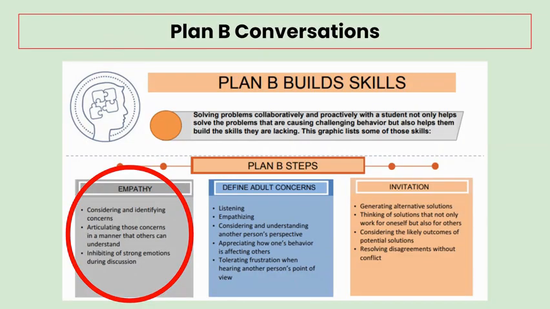There are 3 steps to a Plan B conversation. The first step is the empathy step. The second step is the define adult concerns step. And the third step is the invitation step.